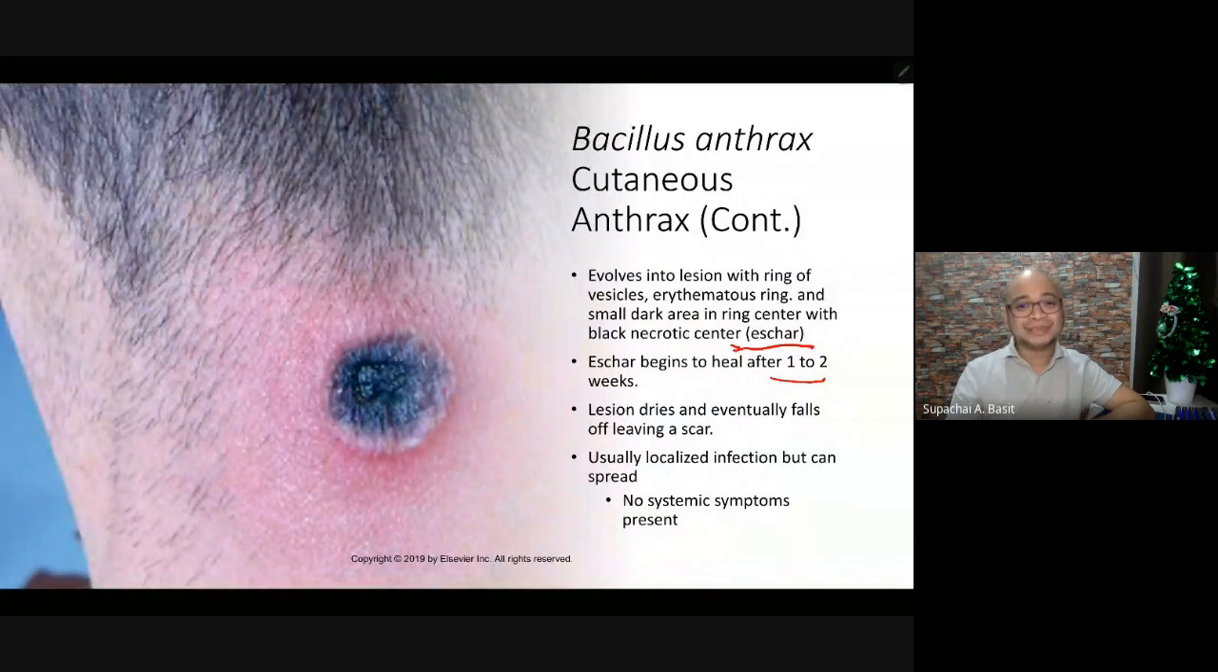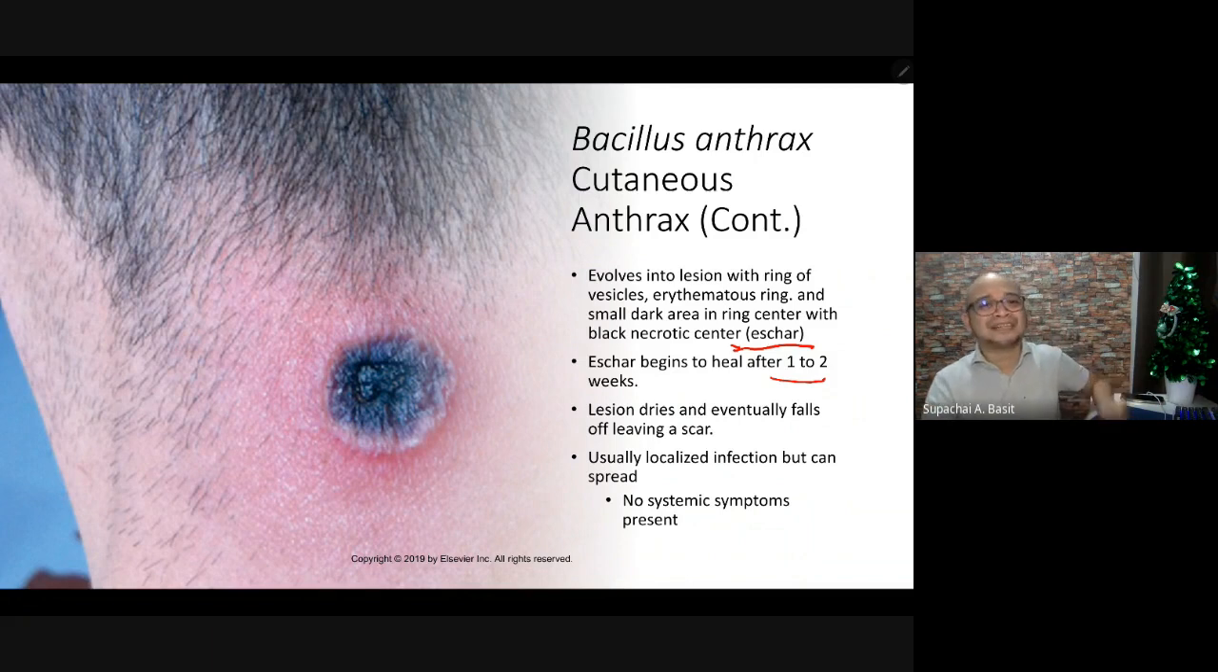Usually it is a localized infection, but it can spread. But there are no systemic symptoms present. So fortunately, there are no systemic symptoms present. Okay, so this is the first type of anthrax, cutaneous anthrax.